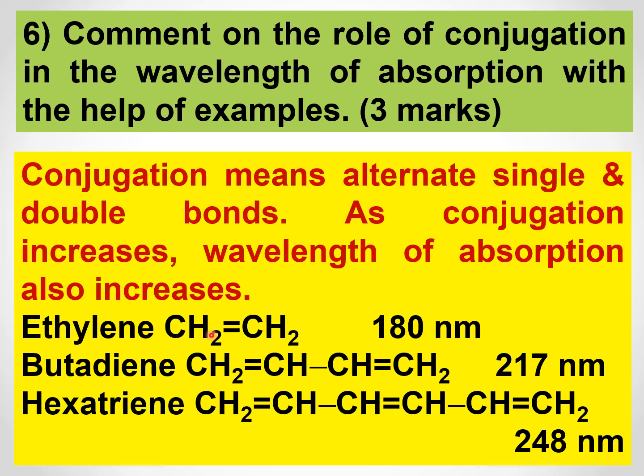Like ethylene, there is no conjugation, but there is a double bond, 180 nanometers. When you get one conjugation here, it becomes 217. When you get two conjugations, it becomes 248. Benzene has a ring structure, so there is multiple conjugation, isn't it? Resonance takes place, so again the wavelength increases, it becomes 255. This is an important question from your examination viewpoint: comment on the role of conjugation in the wavelength of absorption with the help of examples.